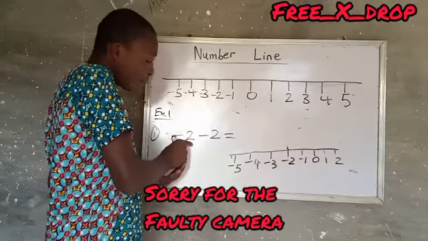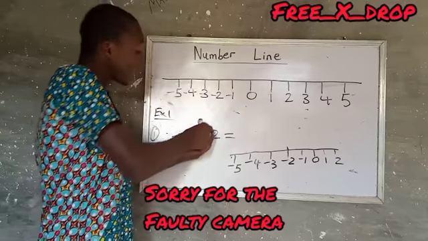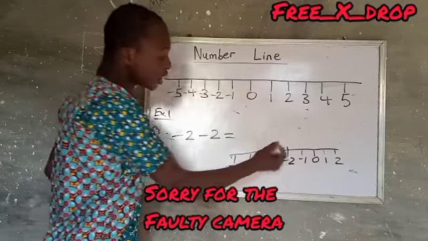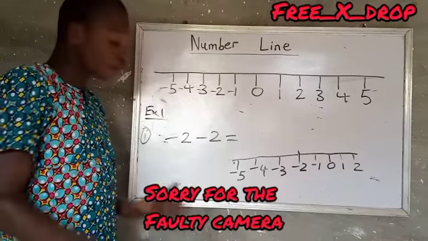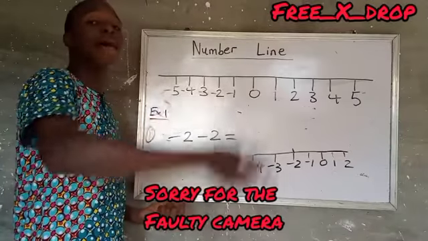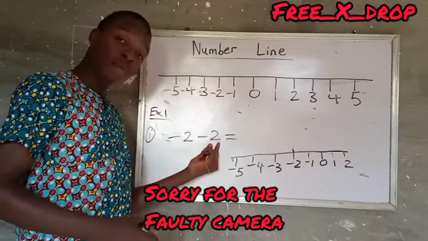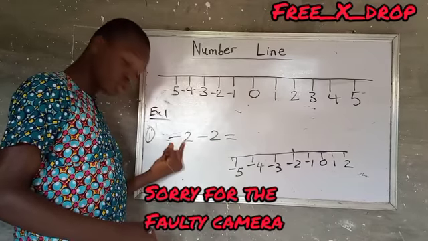So now you are starting from minus 2 because the first number they gave here is minus 2, and they said minus 2 again. From this minus 2, they minus another 2. So what does it mean? It went 2 times backward. You are minusing 2. You are not adding 2. You are minusing 2 from this minus 2 life.